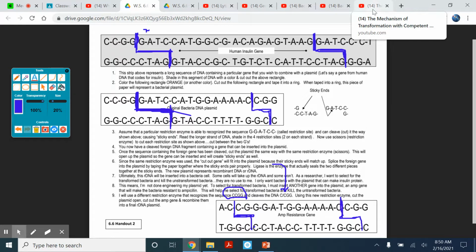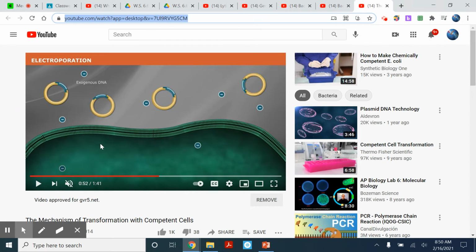Okay. So again, we can't make this too big because it won't be able to go into the bacteria cells, right? So now let's kind of talk about what's going to happen. Oh, by the way, I do need to mention a couple tools here.